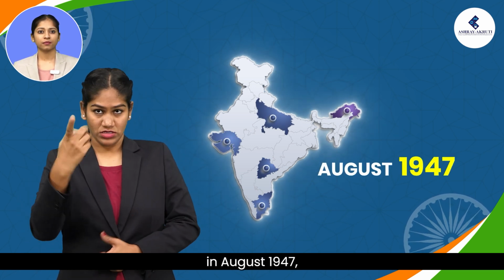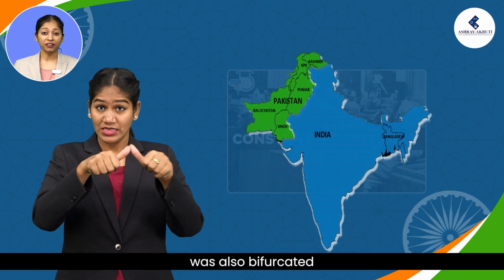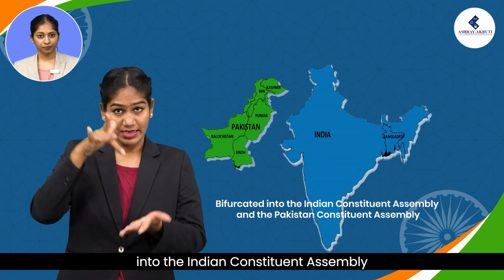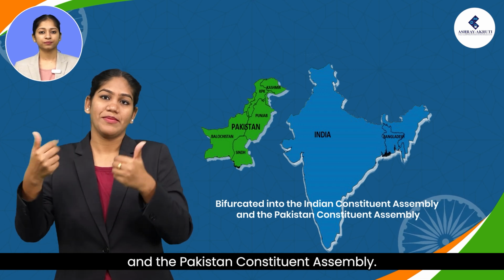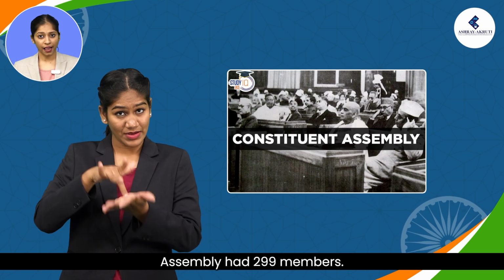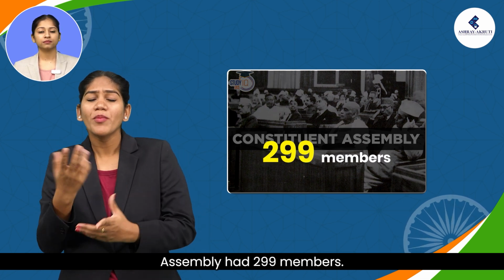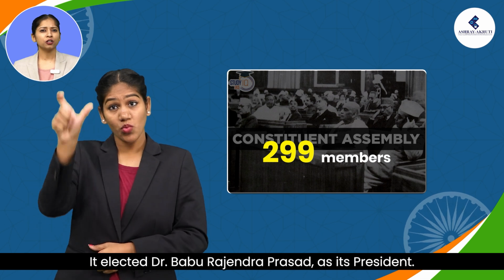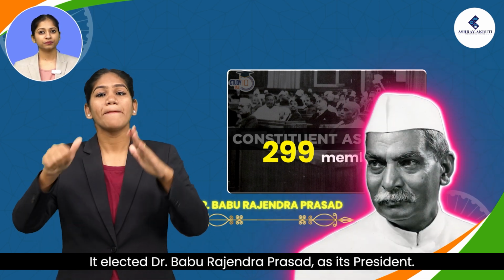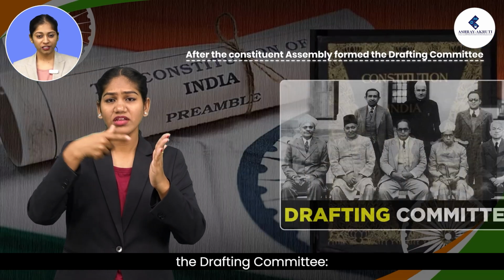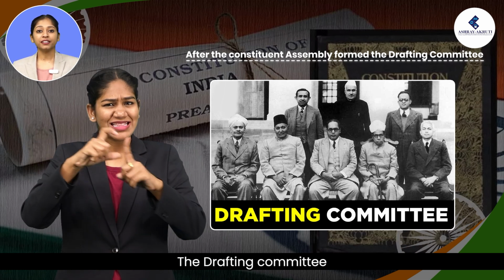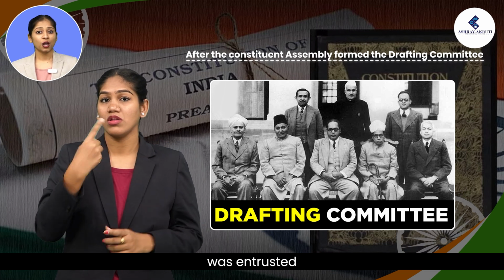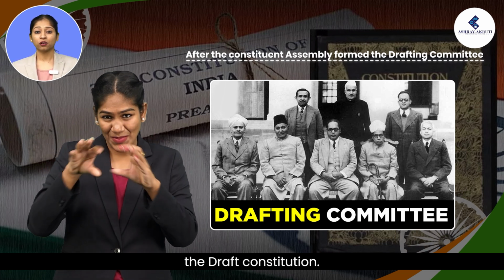With the partition of the country in August 1947, the Constituent Assembly was also bifurcated into the Indian Constituent Assembly and the Pakistan Constituent Assembly. The Indian Constituent Assembly had 299 members. It elected Dr. Babu Rajendra Prasad as its president. After that, the Constituent Assembly formed the drafting committee, which was entrusted with the responsibility of preparing the draft constitution.